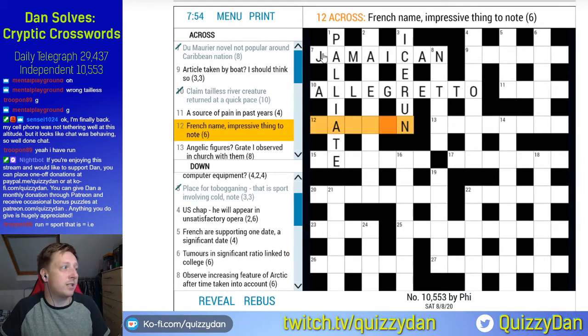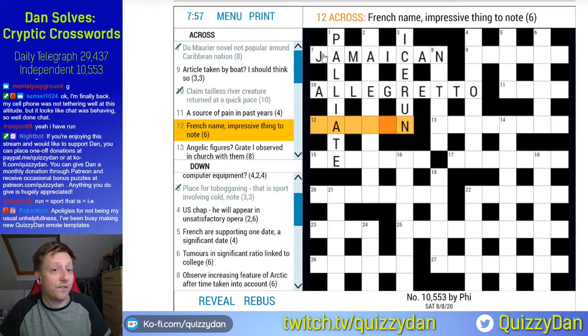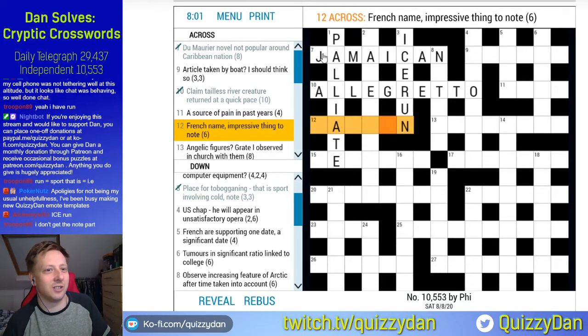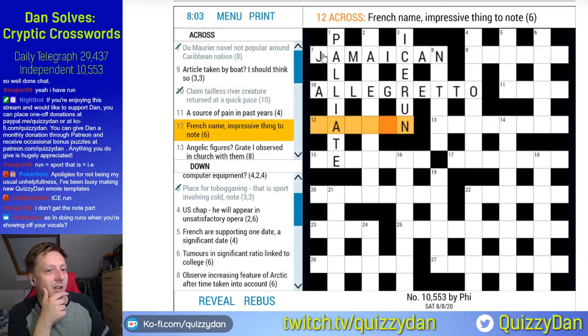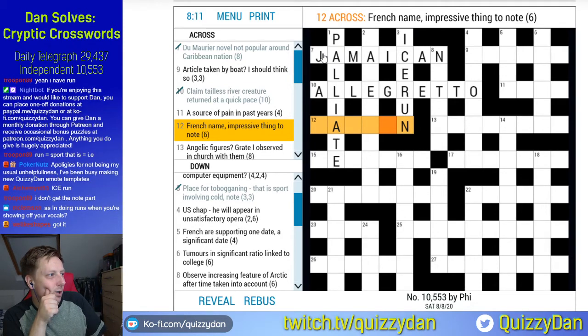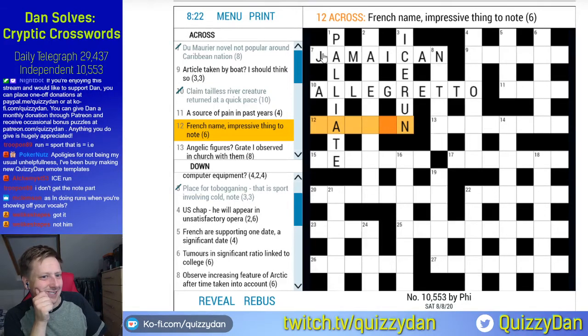12 across. French name. Impressive thing to note. French name. Oh, goodness. Slightly scared. French name. Impressive thing to note. I mean, I'm immediately thinking Macron. Is it Macro plus N? Not him.